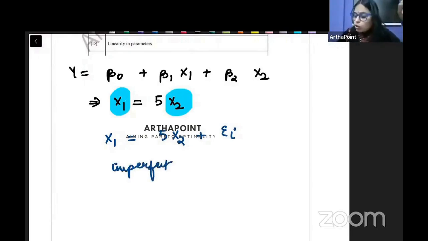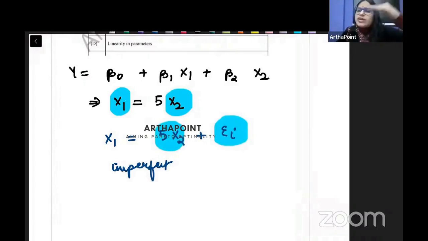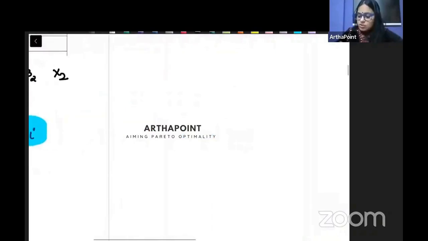Because now I don't know what this error term can be. x1 जो है 5x2 से थोड़ा ऊपर भी हो सकता है. It can be a bit more. थोड़ा नीचे भी हो सकता है. It can be a bit less. So x1 will be around 5x2, but a little more or little less. थोड़ा ध्यान से समझो बच्चे.